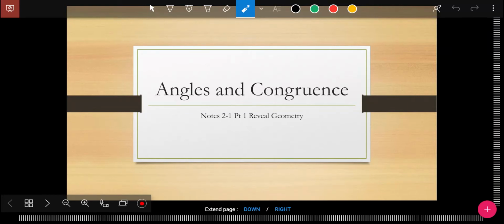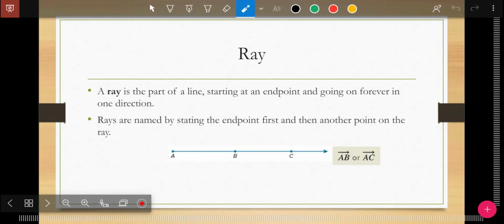All right, guys, today's lesson is the start of Module 2. We're going to break this first lesson into parts, but we're going to work with angles and congruence. A lot of vocabulary to start. So we have to know what a ray is.